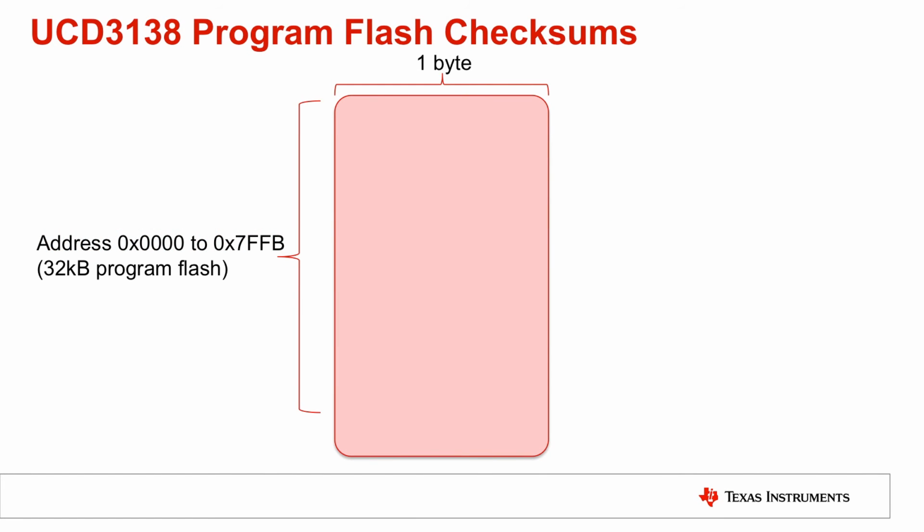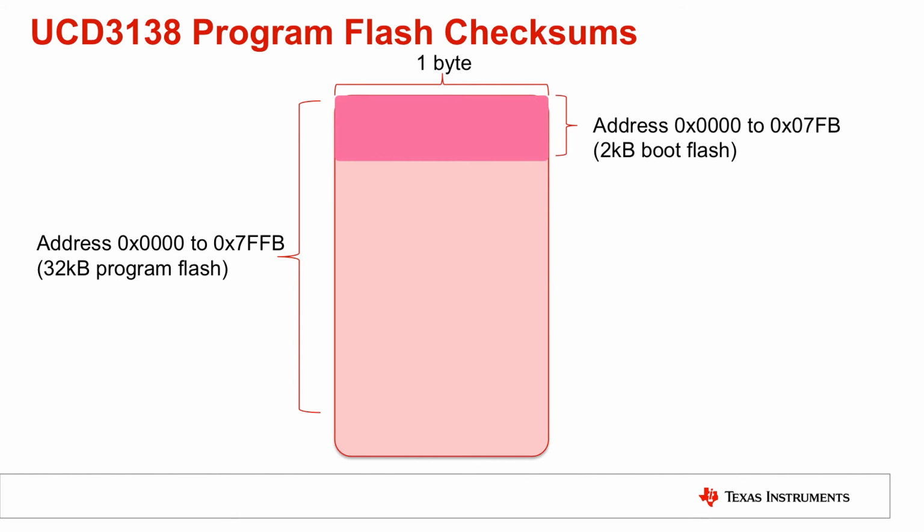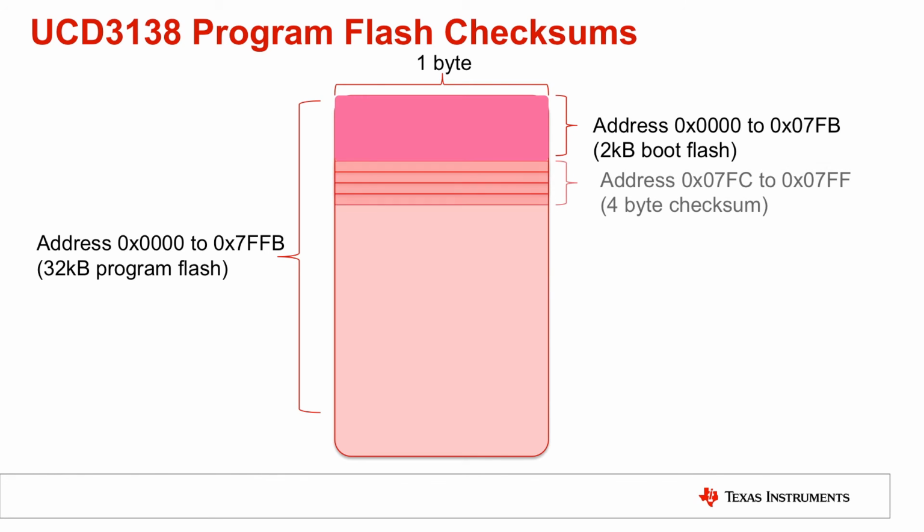Here is an illustration of the 32 kilobytes of Program Flash in the UCD3138. A boot program can be placed in the first 2 kilobytes of Program Flash. If the first 2 kilobytes of Program Flash is used for a boot program, the last 4 bytes of this 2 kilobyte block are reserved for a 4-byte checksum. This checksum is calculated by adding the contents of each byte of Program Flash over the first 2 kilobytes of Program Flash.